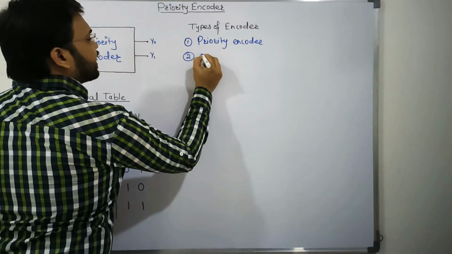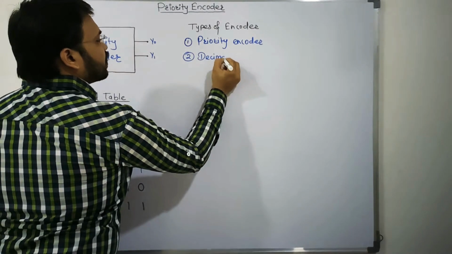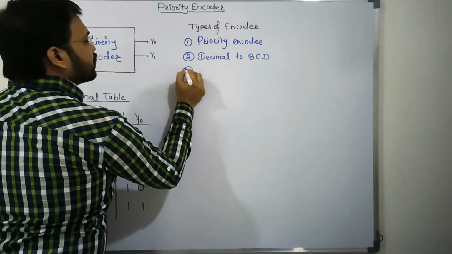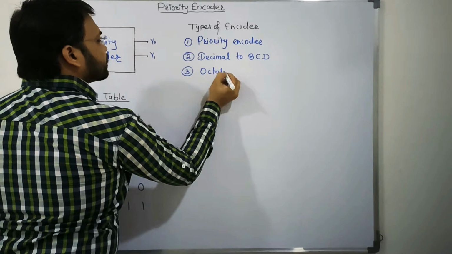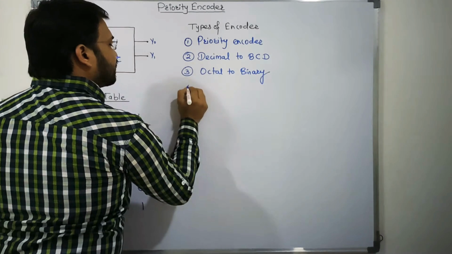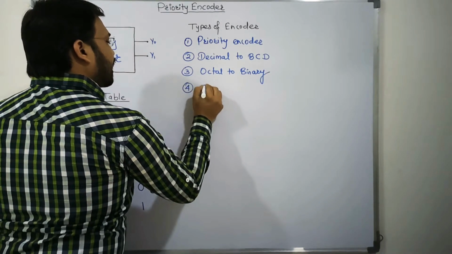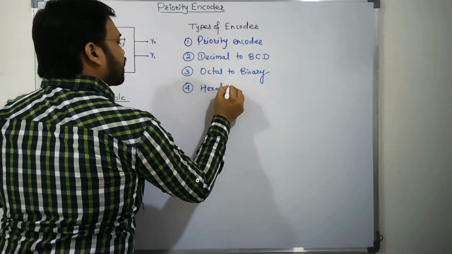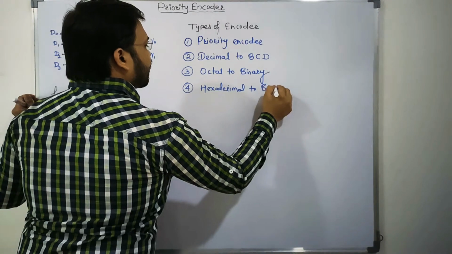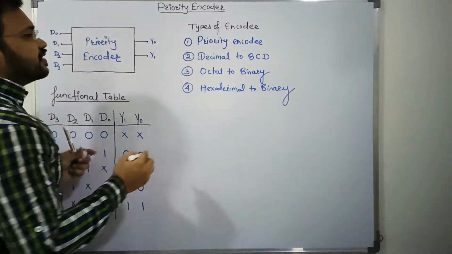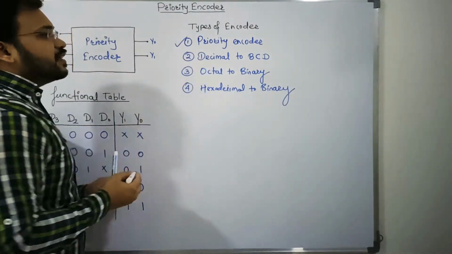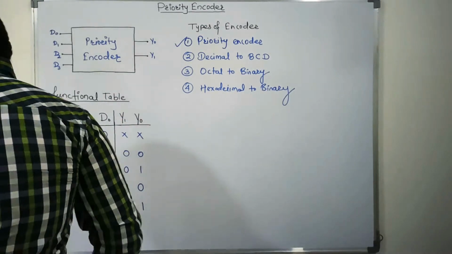Second is decimal to BCD. Third is octal to binary. And the fourth one is hexadecimal to binary. So these are the different types of encoder, and today we will discuss the priority encoder. So first, let us look into the priority encoder.